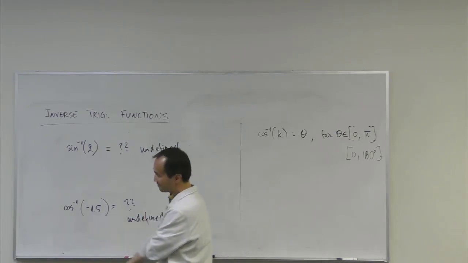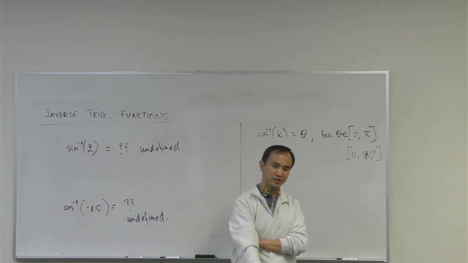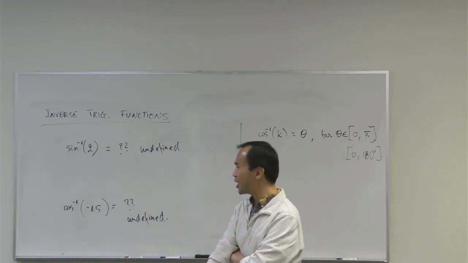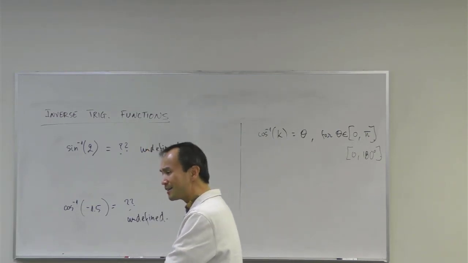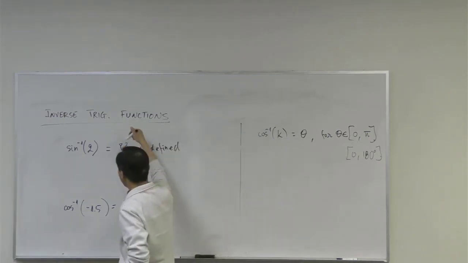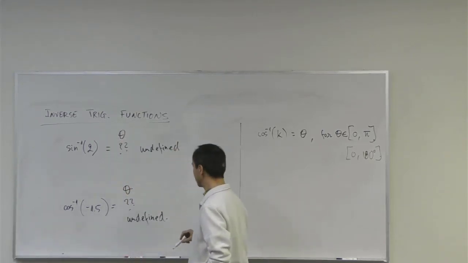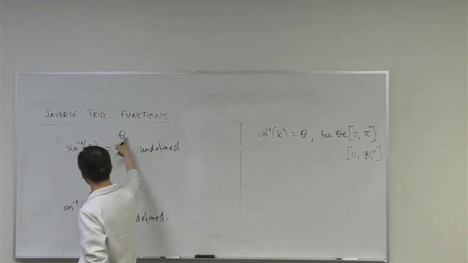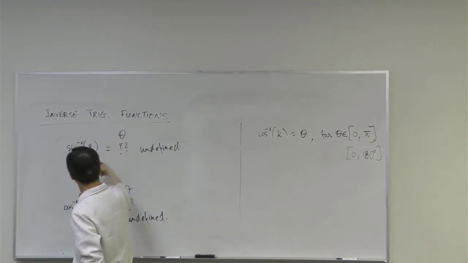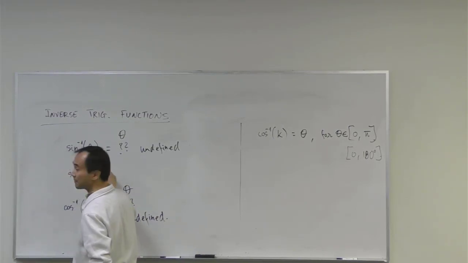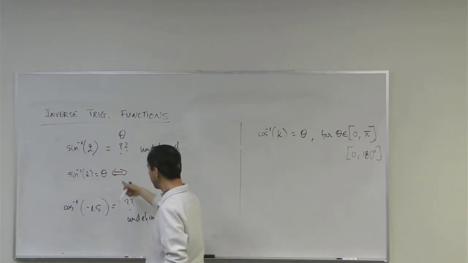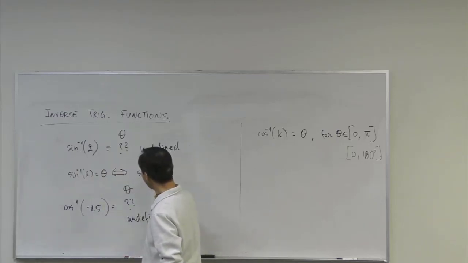Okay, so we found those answers because the calculator said so. Now we are the human being, we know better than the calculator. Why did the calculator tell us that? Hypothetically, if we had an answer theta, then sine inverse of 2 equals some hypothetical theta. The double-headed arrow means the same as taking sine of theta will equal 2.